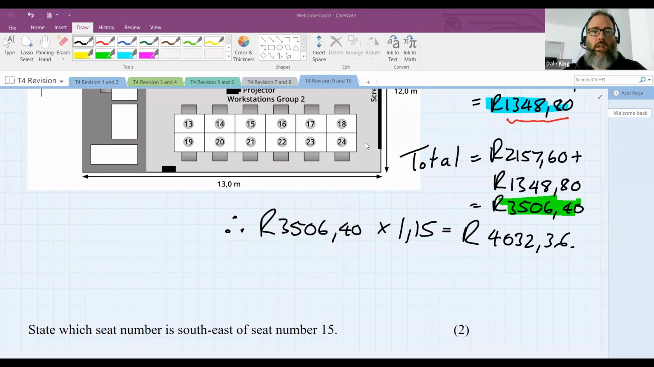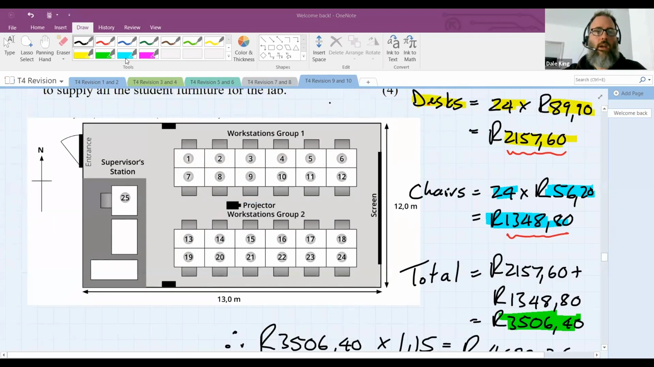Where did you take the 24 from, Chapang? So how we are getting 24 is I needed to count up all the desks and all the chairs. So if I look at the desks, we can see that there are numbers on the desks. The desks are numbered for us. So down here at the bottom right-hand side, that's the last one.